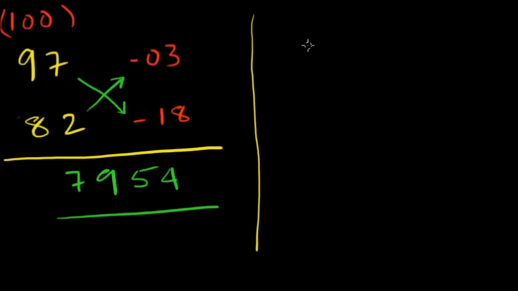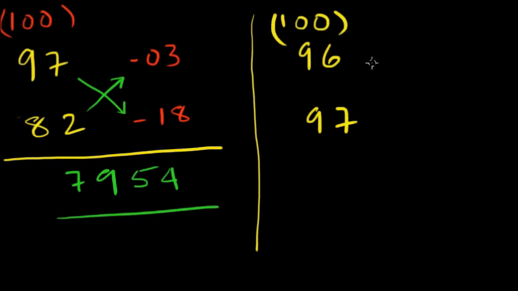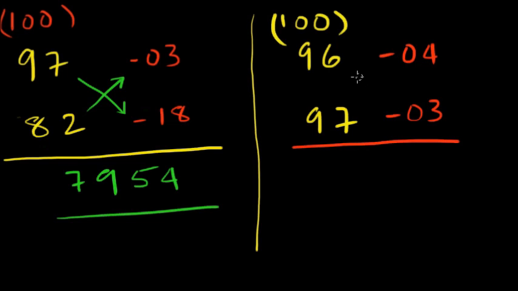Let's do 96 times 97. Again, it's closer to our base of 100. So our complement of 96 is 04, and complement of 97 is 03. And we did the same thing. Either or subtraction. So 96 minus 03 is 93, and 4 into 3 is 12.